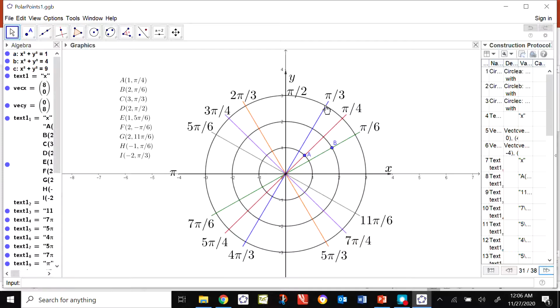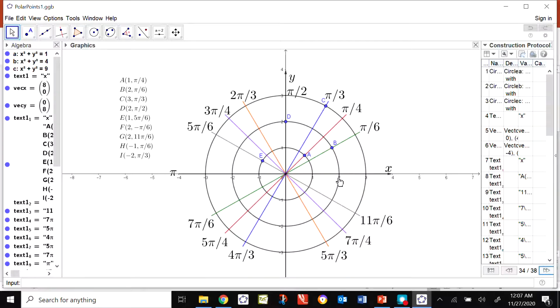3 and pi thirds? 3 and pi thirds should be that, right? 2 and pi halves, right? That guy. E is 1 and 5 pi 6. There we go. Now the question is, what if we have 2 and negative pi 6?